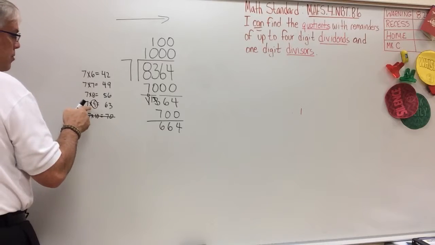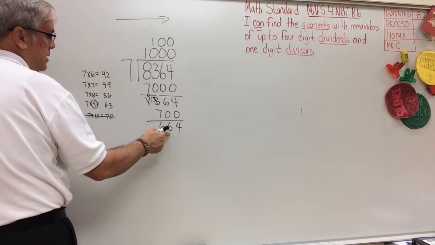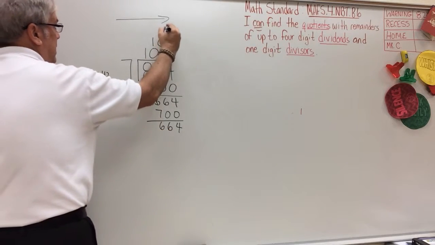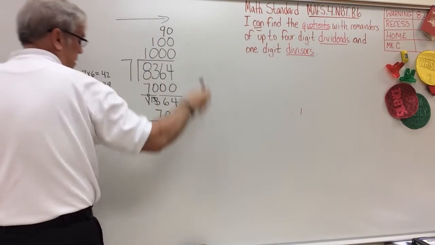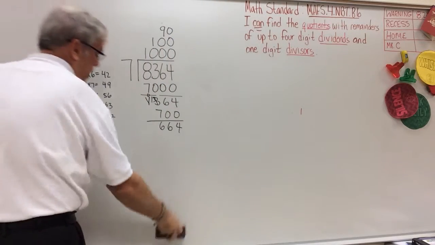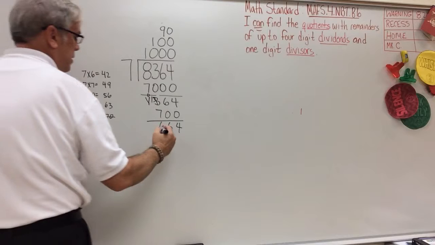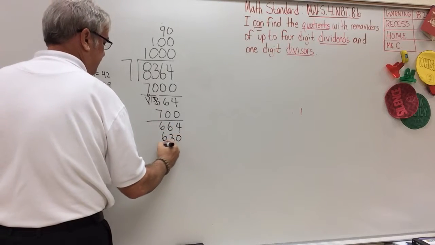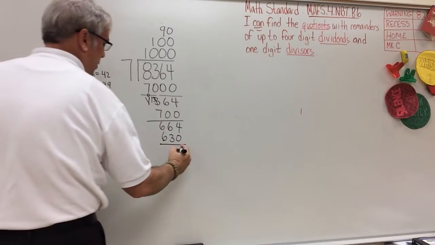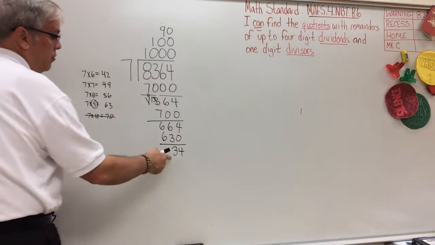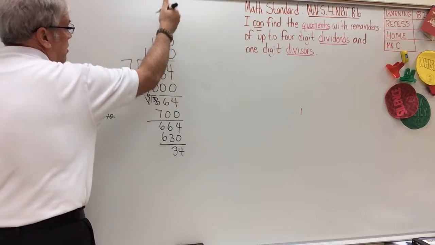Remember, this is not 66, it's 660. So that would be 90. 90, of course. So 90 times 7 is 630. We subtract and we get 34. Now we've moved on to the ones position.